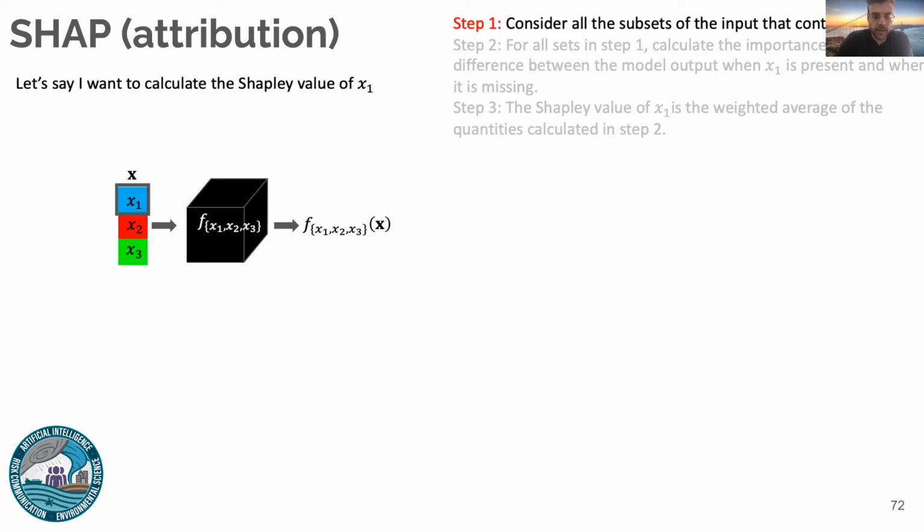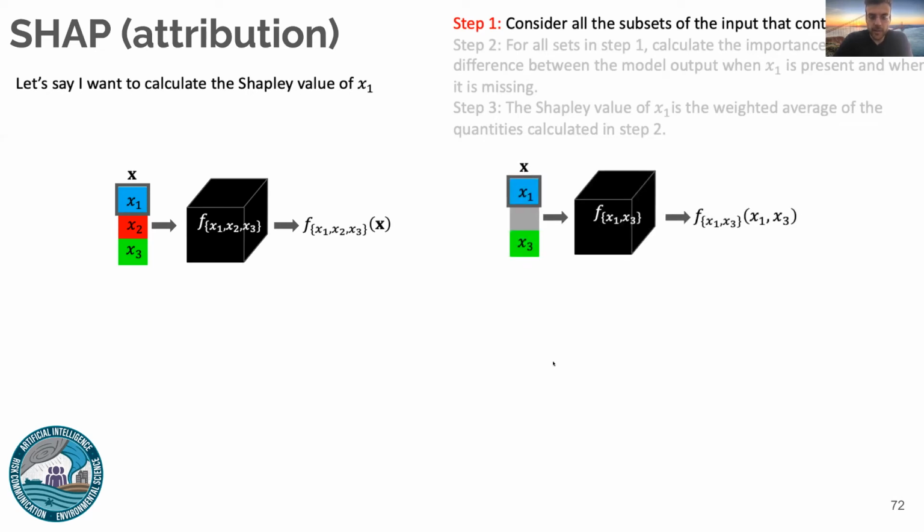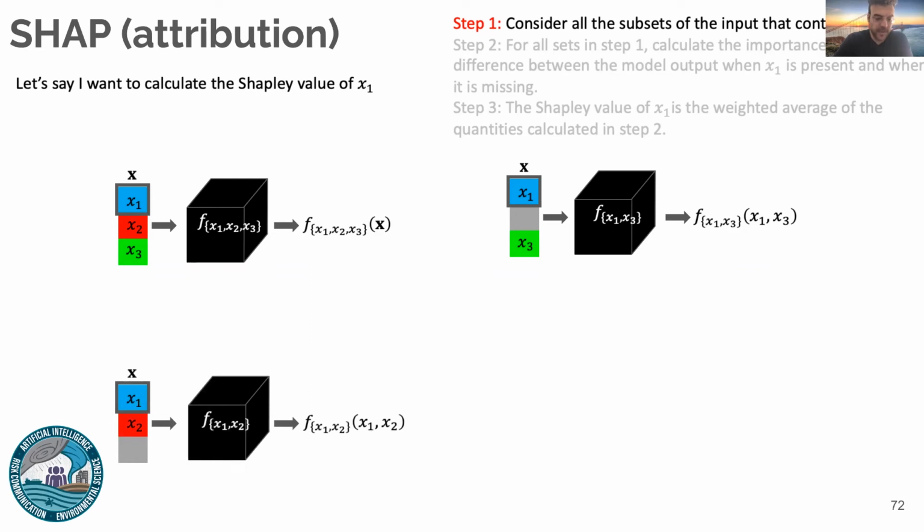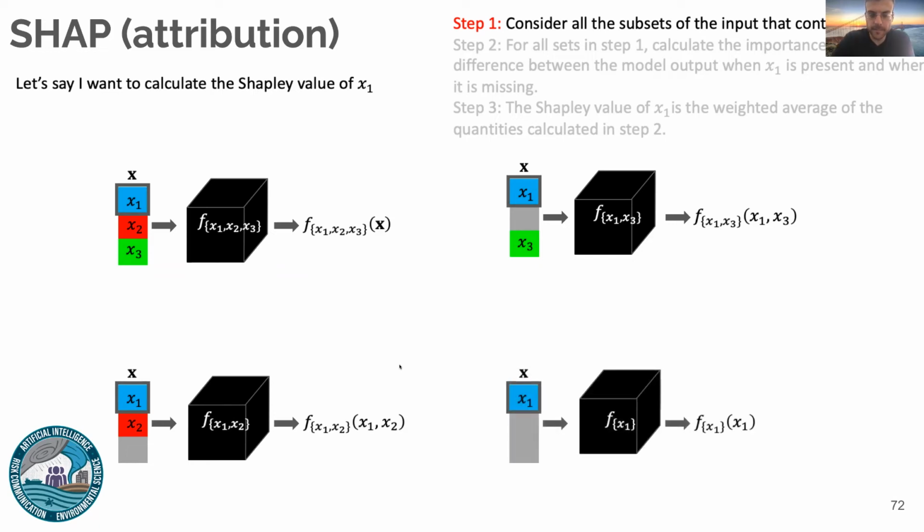The next combination is considering X1 and X3, but X2 is missing. The next combination is considering X1 and X2, but having X3 missing. And the last combination possible is considering only X1. So these are the four combinations of the input that include X1, the feature that we care about.